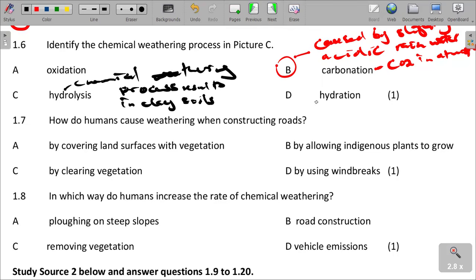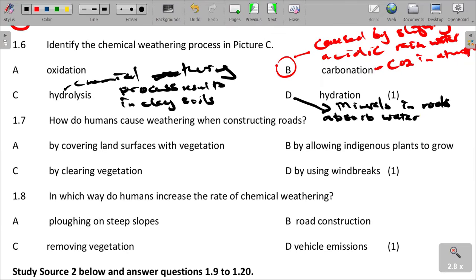And then hydration, the last one that I want to define. Hydration is also a chemical weathering process where minerals in rocks absorb water into their structure, which causes them to swell and exert pressure that can weaken and fracture the rock.